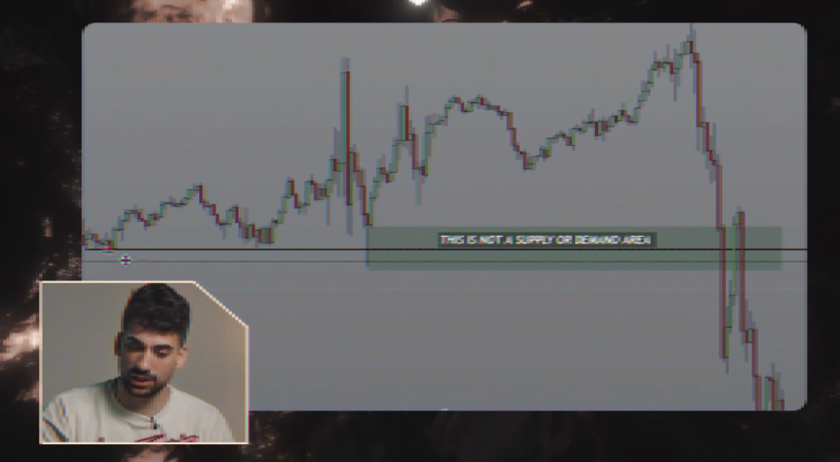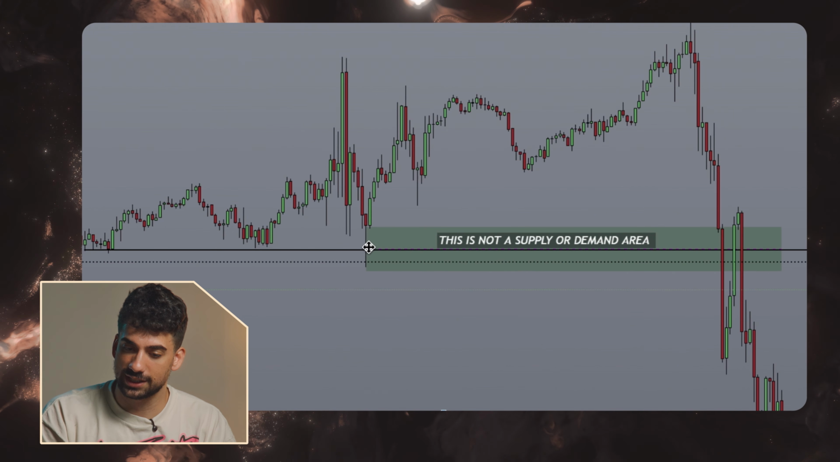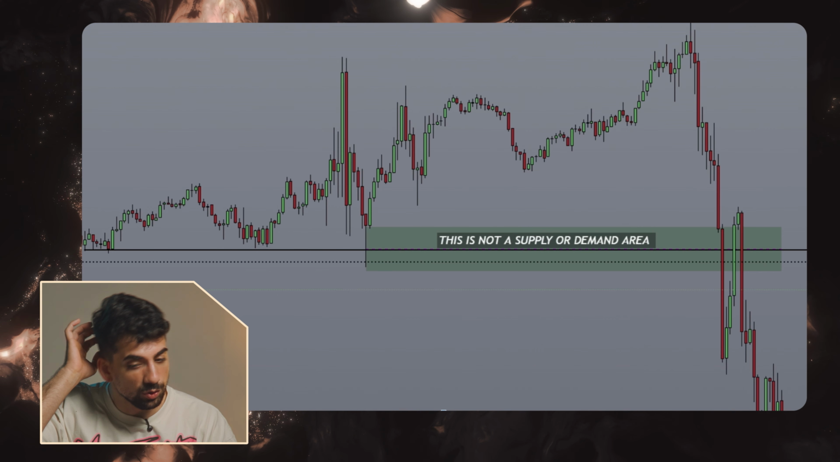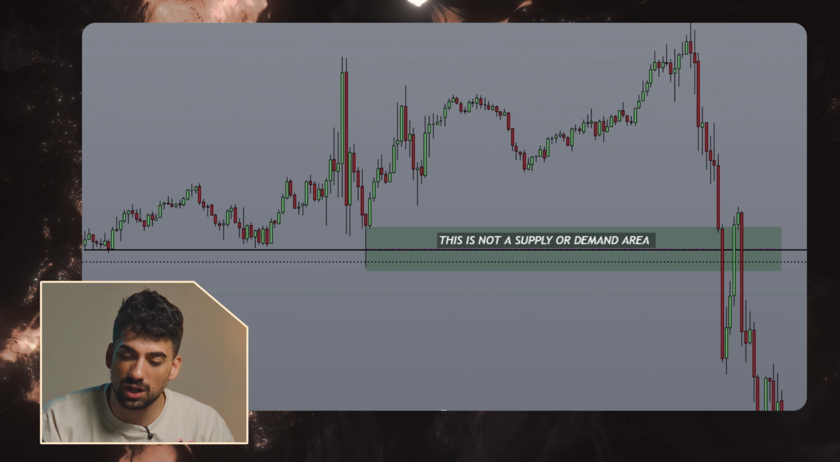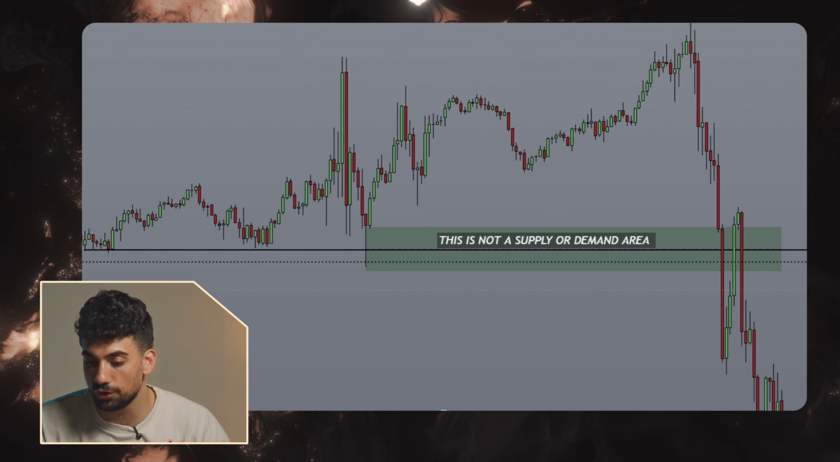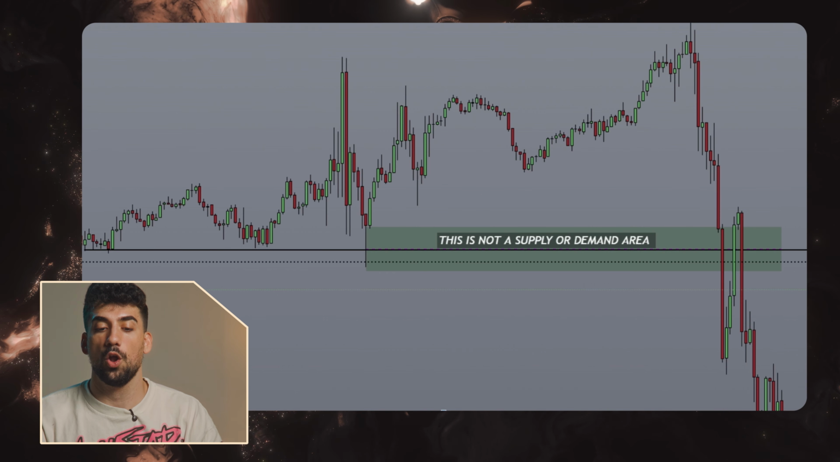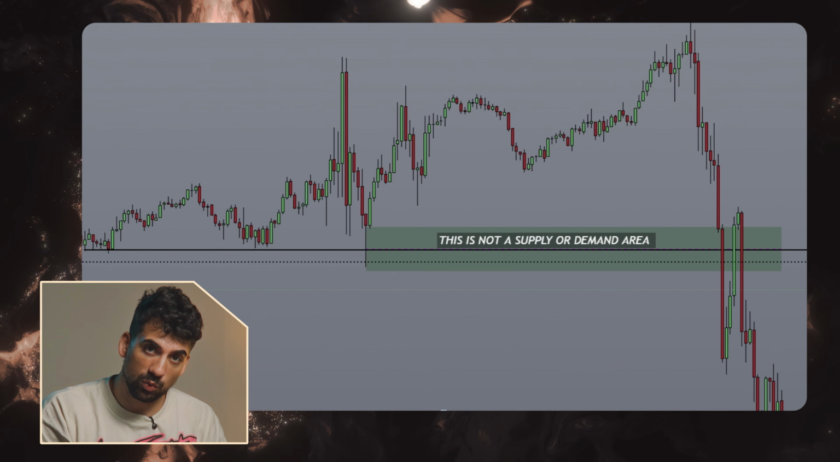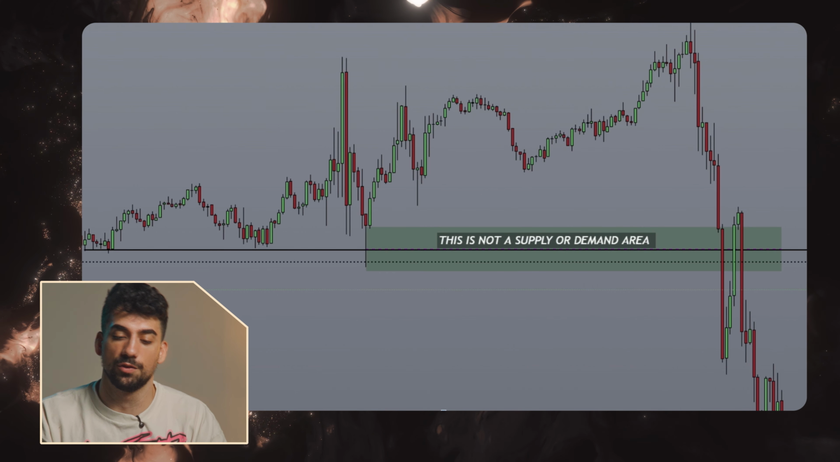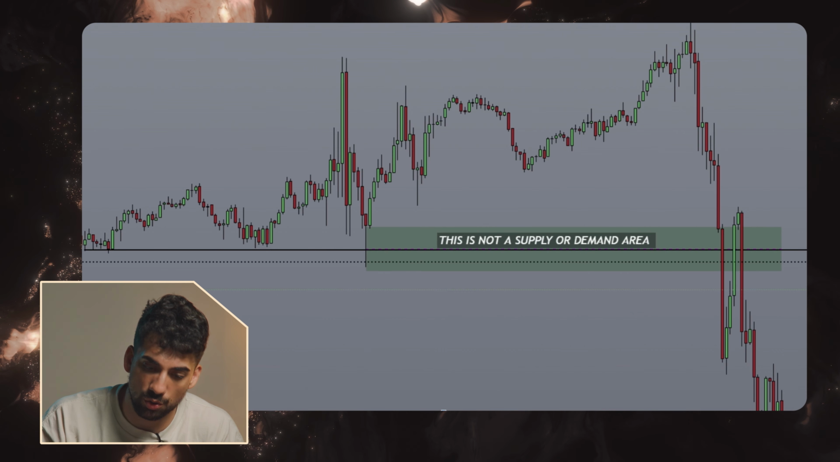You can ignore that. As you can see here, with these equal lows, this candle takes it out. This does not become a supply or demand area. This becomes irrelevant. As you can see, price just displaces through it. It does not care for it. A lot of people think because it's taken out liquidity, that long wick is now of importance. Guys, please do ignore it.